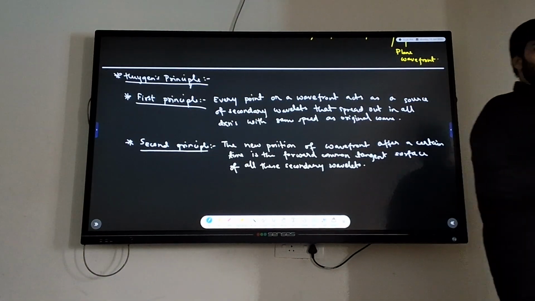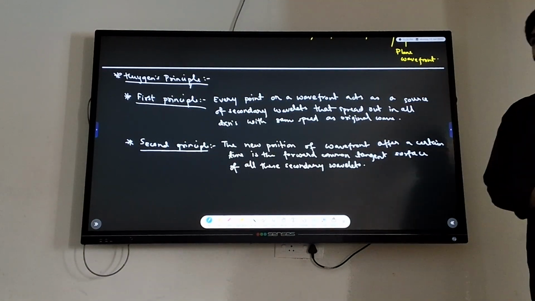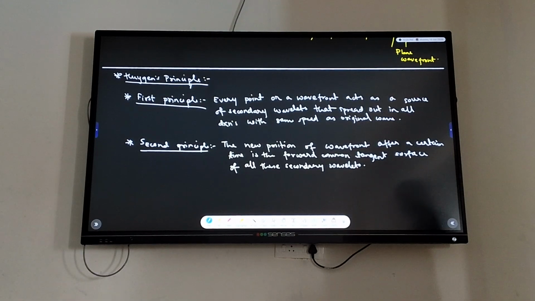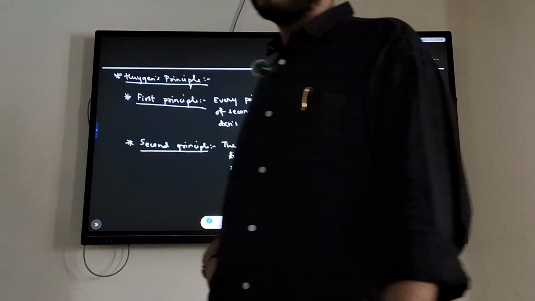Once you're done with it, then tell me. What is it, sir? Secondary wavelet. I will talk about all of it. Just try it for now.